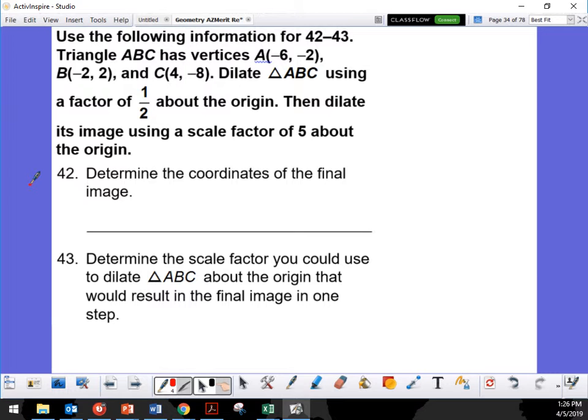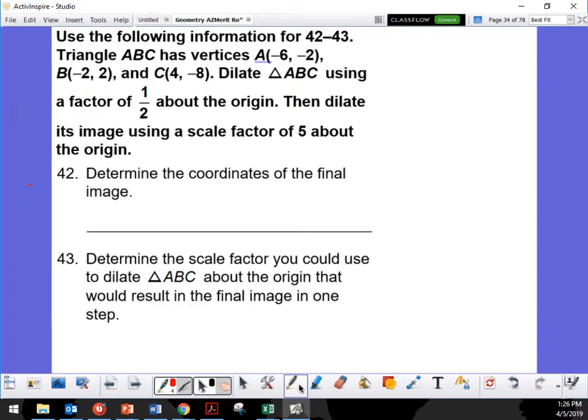Use the following information for these two questions. Triangle ABC has vertices there, and there. Dilate it using a scale factor of 1/2. So what am I going to do to that? I'm not plotting it. I don't need to plot it. What would I do to try and dilate this? Divide each by 2, or multiply by 1/2, right? That means the same thing. Multiply by 1/2. Yes?